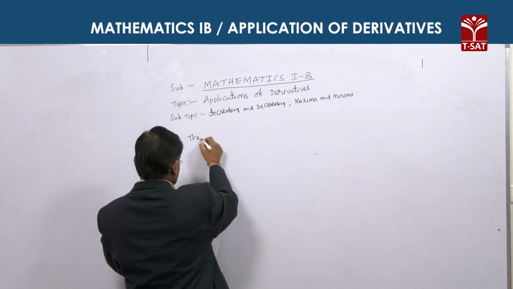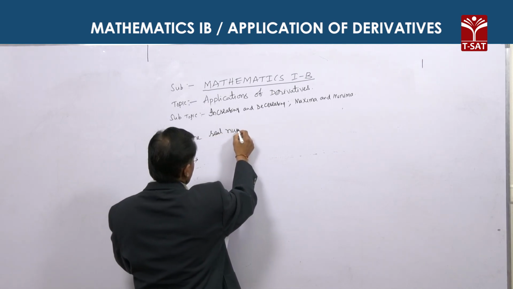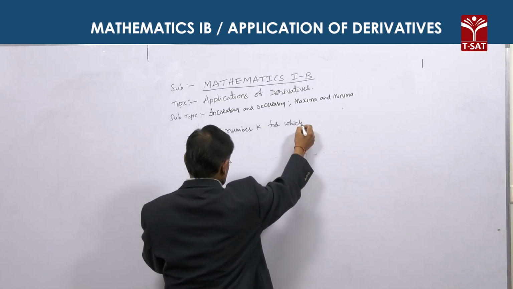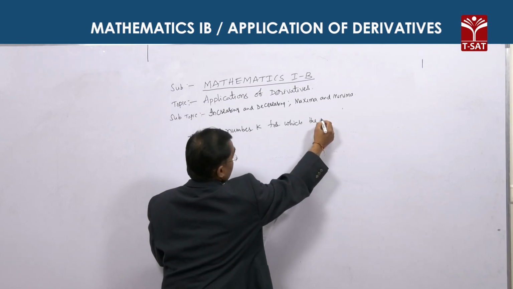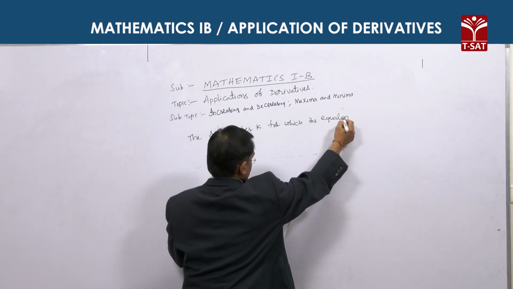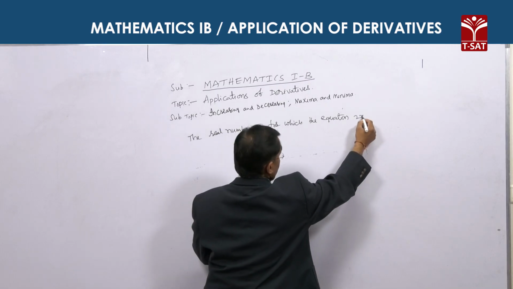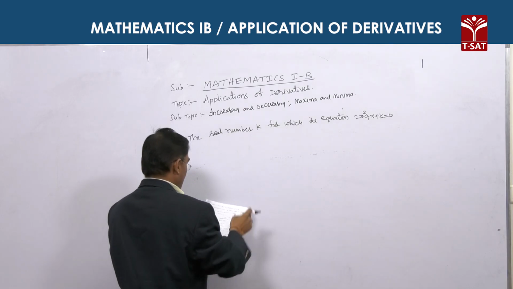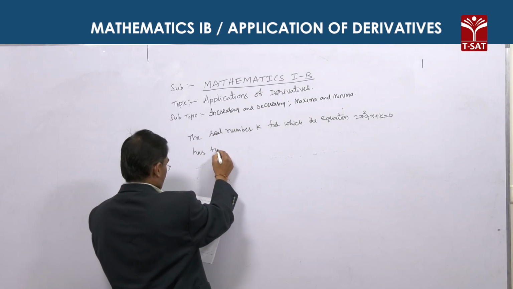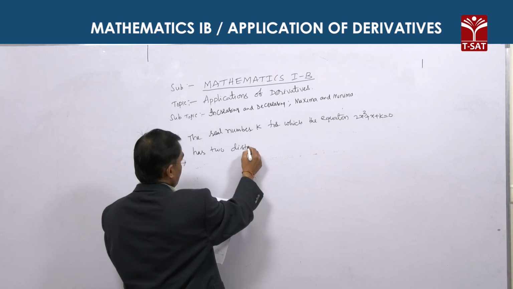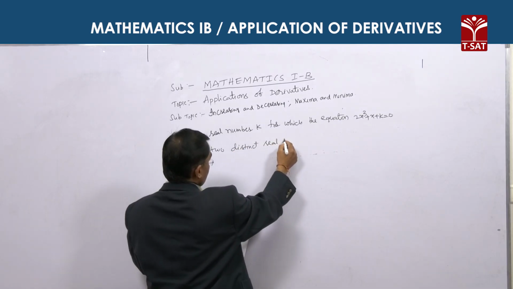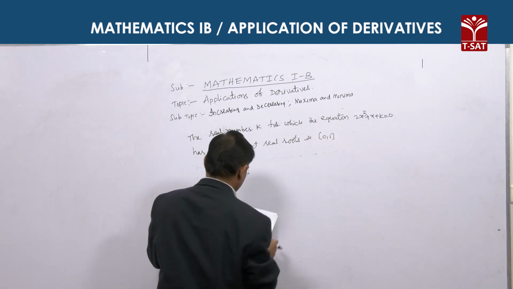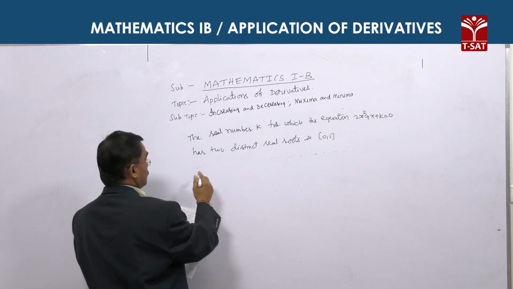The real number k for which the equation 2x cube plus x plus k is equal to 0 has two distinct real roots in the closed interval [0, 1] is here, right. Two distinct real roots in closed [0, 1].